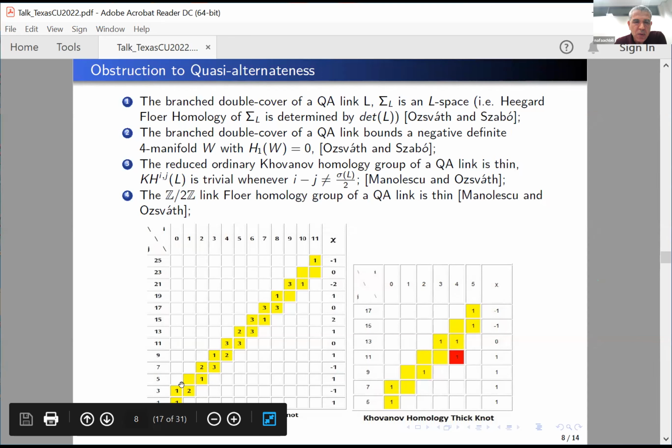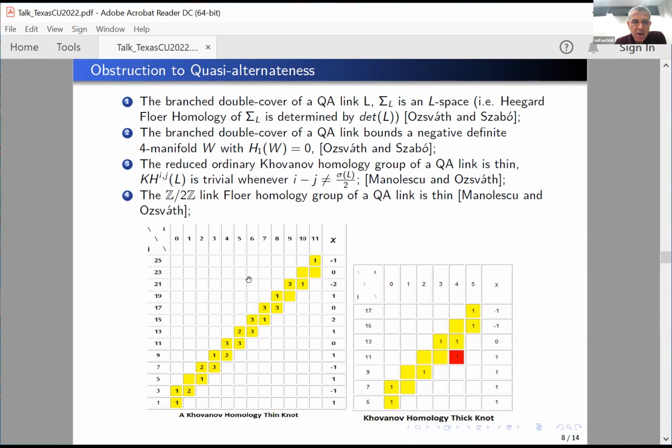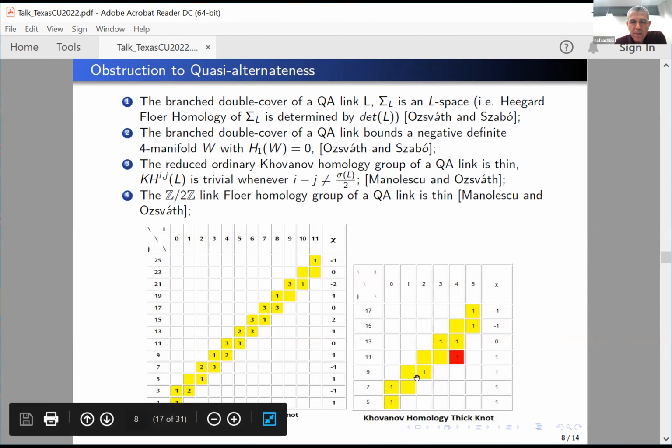It means it is in two diagonals. It is bigraded, but only in these two diagonals can we meet non-trivial homology groups. So for the knot on the left, this table is a thin Khovanov homology. The one on the right is thick, because you see there is one non-trivial homology group outside of these two diagonals. This was very useful in the study of quasi-alternating links.